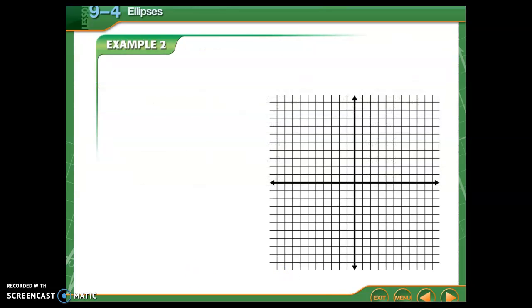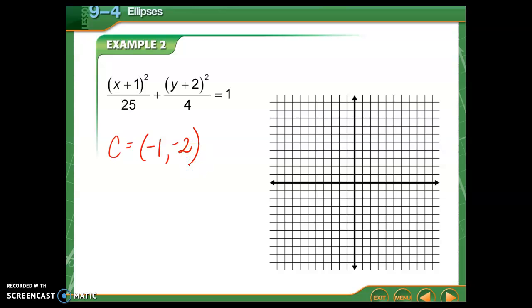And then here, same thing as we've seen in the past, my center on this one would be -1, so we change that sign, and -2. And otherwise, it's kind of the same thing. Take the square root of this, which is 5, and the square root of this is 2. So 5 is under the x, so that's my left and my right. 5, 1, 2, 3, 4, 5. 1, 2, 3, 4, 5. And square root of 4 is 2, so up 2 and down 2 from the center is my ellipse.